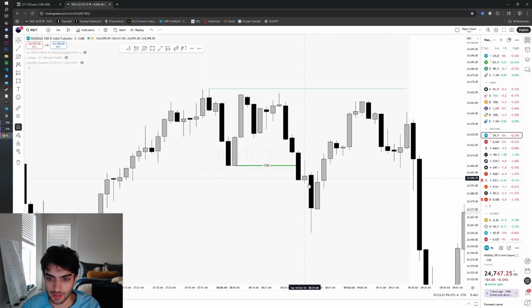As you can see, price does move a bit lower. This is before, I believe, market open. I don't know if I'm on New York time or not.